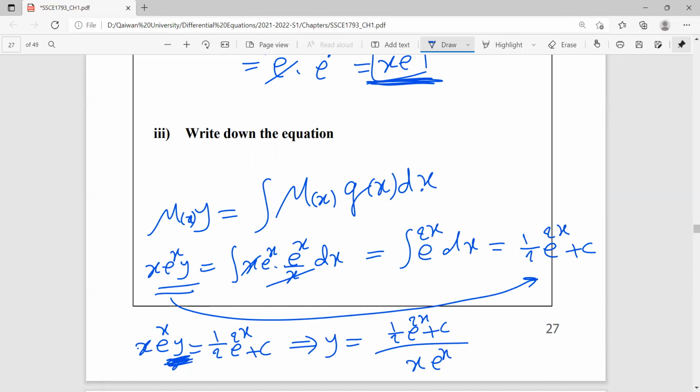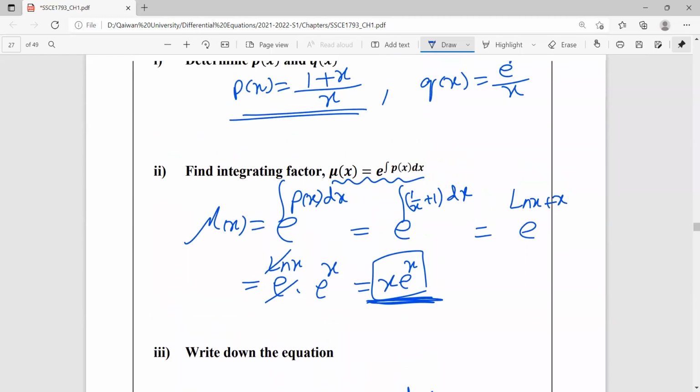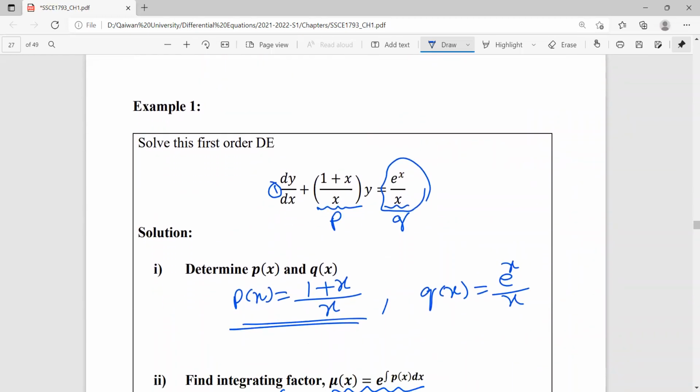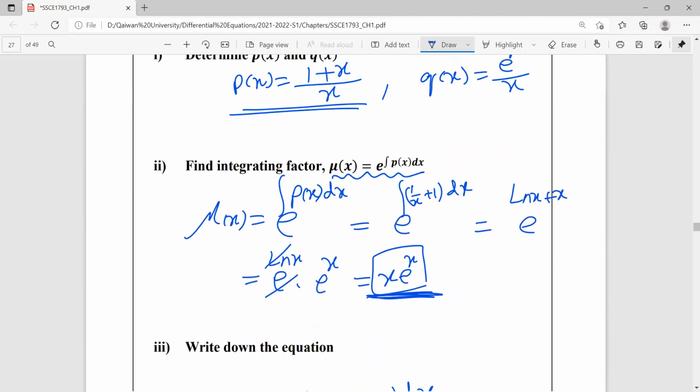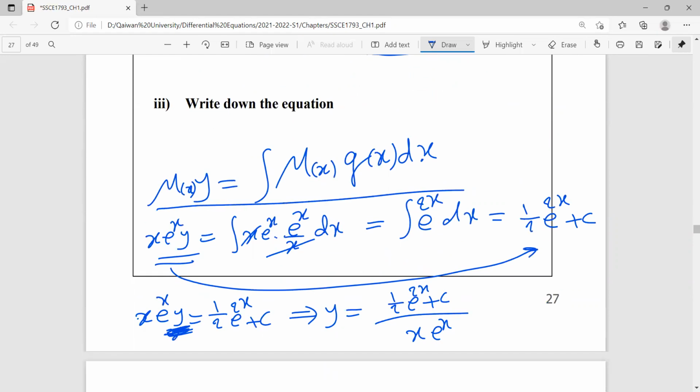It's so easy, and recognizing it is also easy. It's only identifying what's p of x and what's q of x, and how to find the integrating factor, then putting the integrating factor into this formula, this one. That's all.